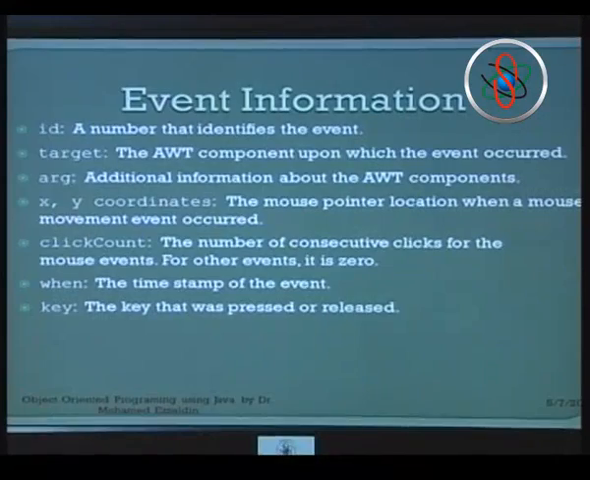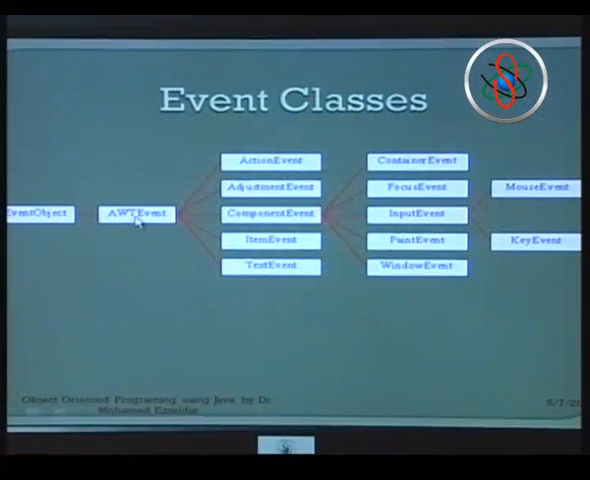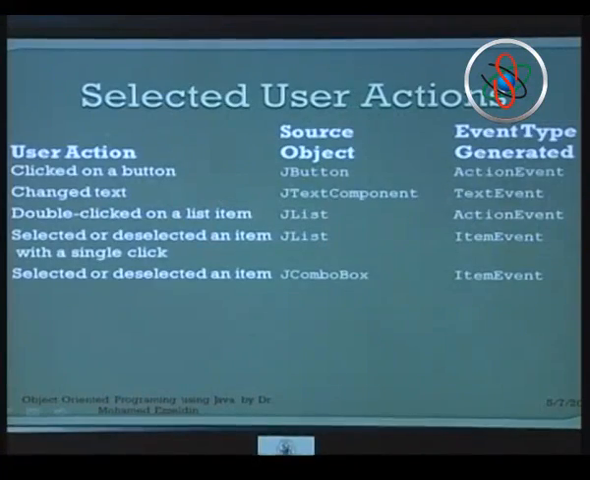For example, if we need to generate an event for the keyboard, it would be any key with specific information, and this is the mouse, and so on. These are the event classes: object, AWT event, action event, adjustment event, and this is the classification of the events.